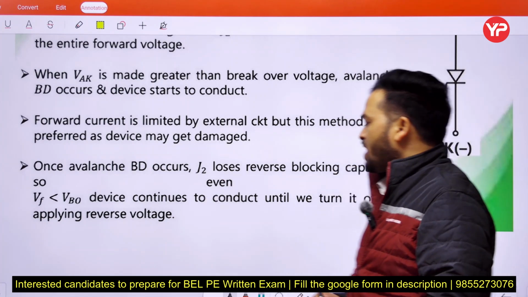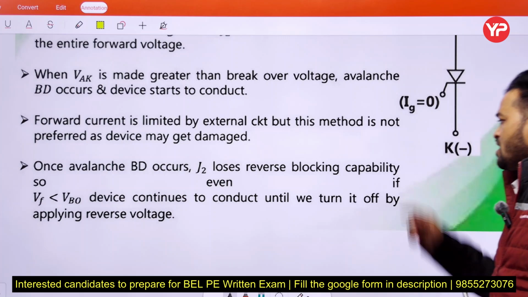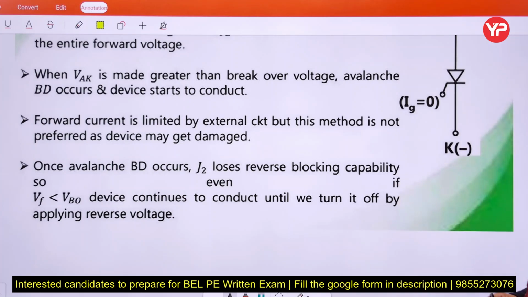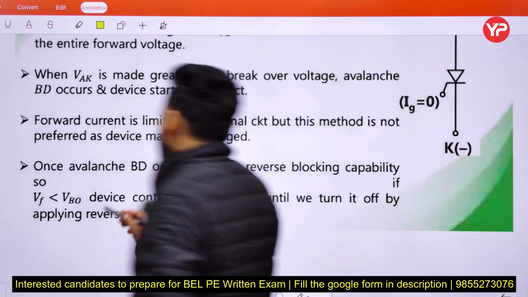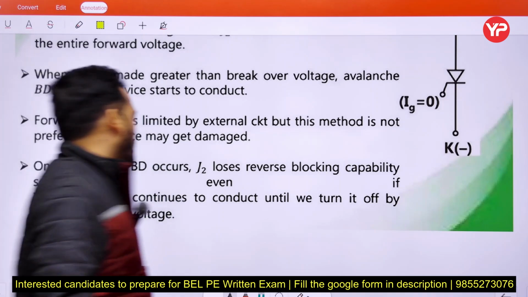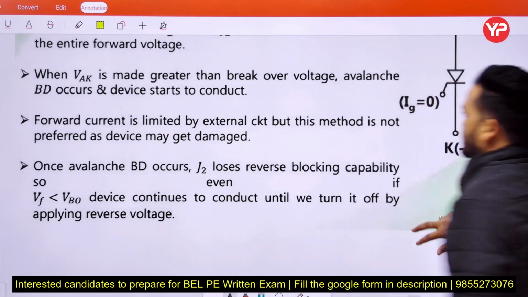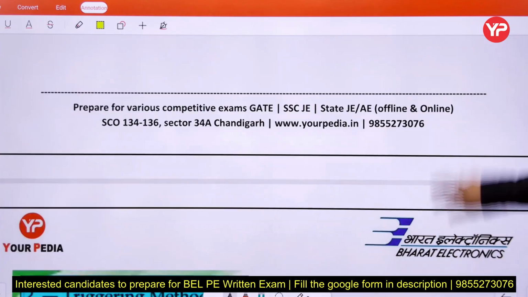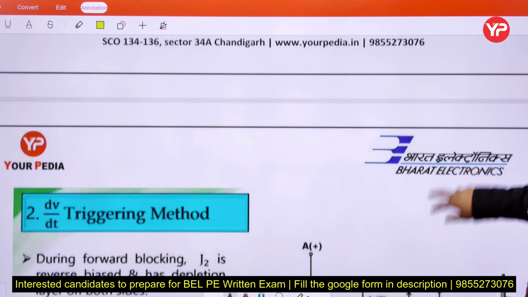Once avalanche breakdown occurs, J2 loses reverse blocking capability. So even if V forward is less than breakover voltage, the device continues to conduct until we turn it off by applying reverse voltage. This is not a desirable method, but it is one of the methods for triggering.